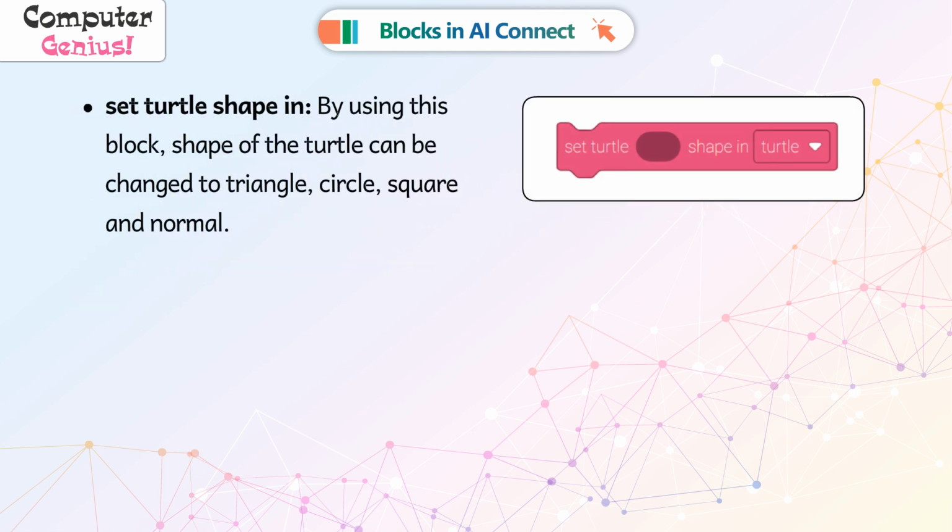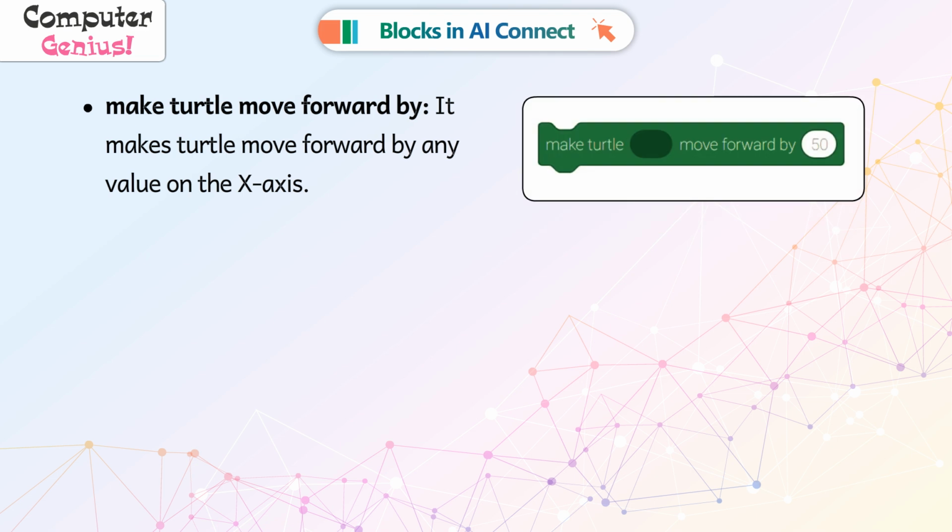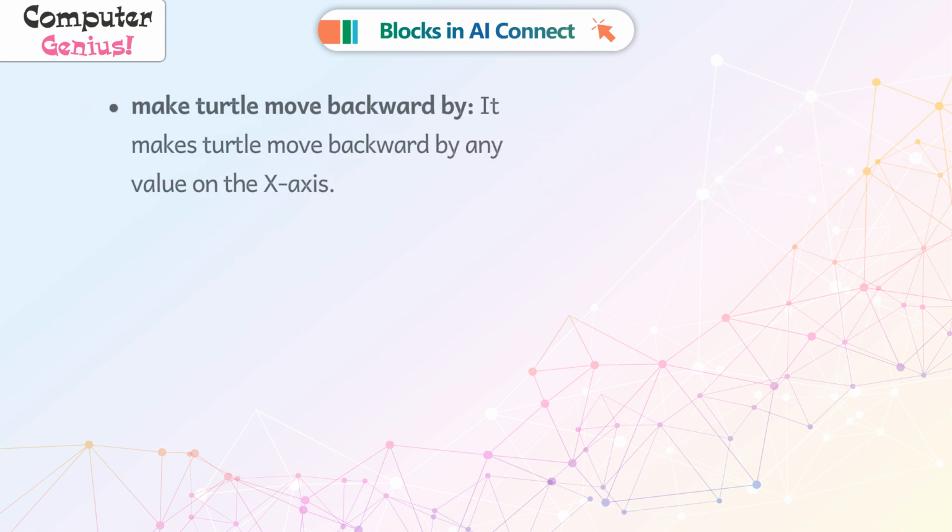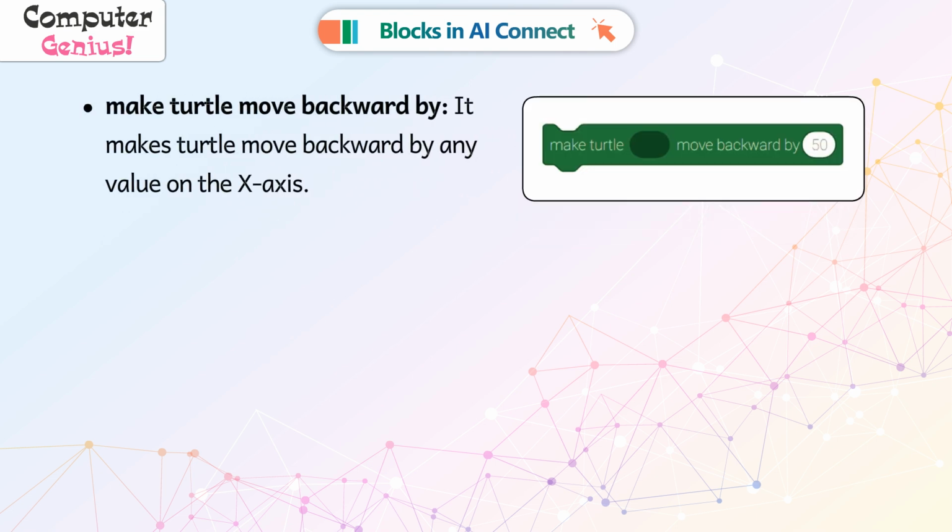Set turtle shape in. By using this block, shape of the turtle can be changed to triangle, circle, square and normal. Make turtle move forward by. It makes turtle move forward by any value on the x-axis. Make turtle move backward by. It makes turtle move backward on any value on the x-axis.